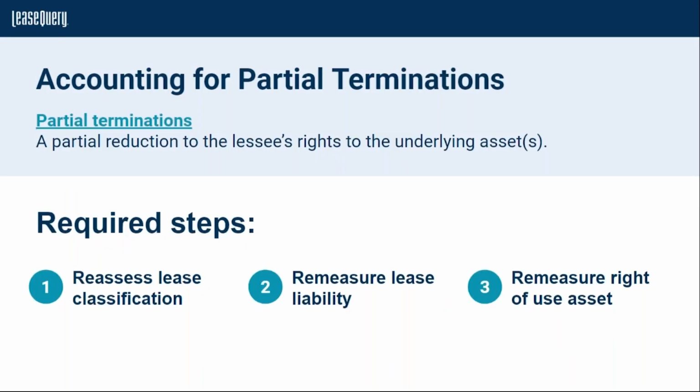When accounting for a partial termination, and this is going to be a reduction in the asset's rights, not just a reduction in the lease term, there are 3 required steps. First, reassess the lease classification using the new modified contract terms. Second, remeasure the lease liability, again, using those new modified contract terms. And then lastly, remeasure the right of use asset. However, this time it's going to be based on the proportionate reduction of the lessee's rights to the underlying asset.